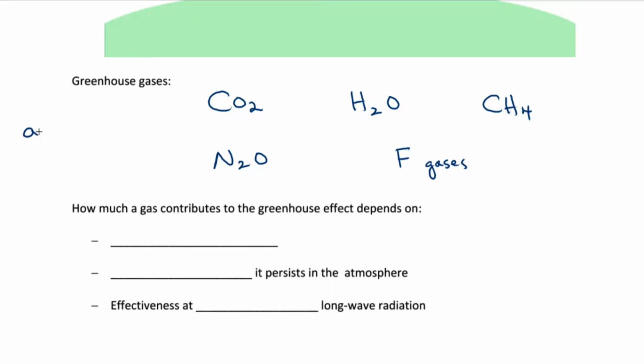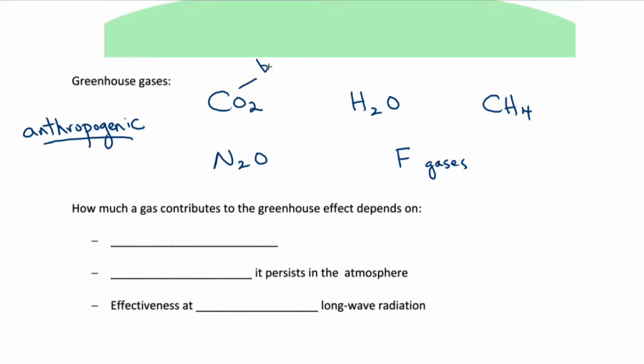But it's the additional anthropogenic or human-created greenhouse effect that is leading to a changing climate. And that anthropogenic or human-created greenhouse effect is as a result of the emission of these greenhouse gases from human activities. So let's talk about where these come from.